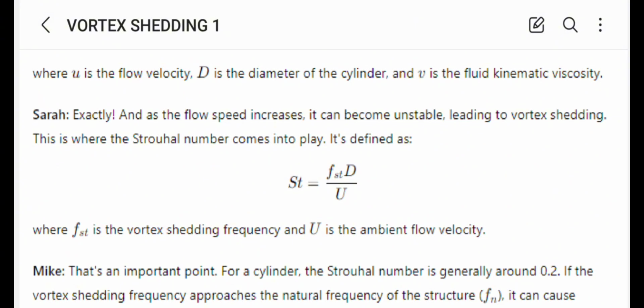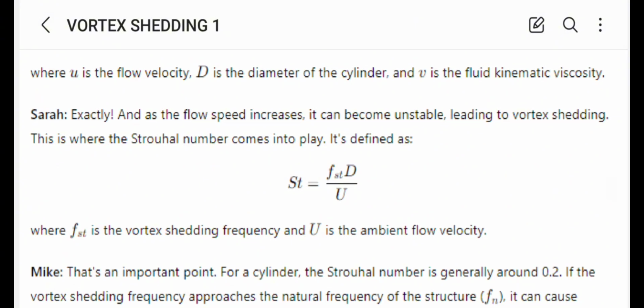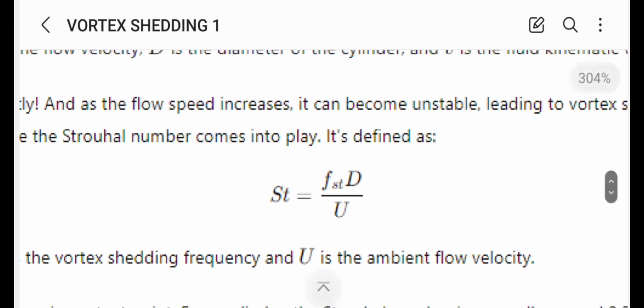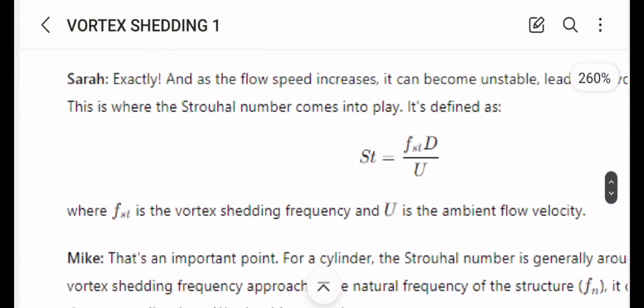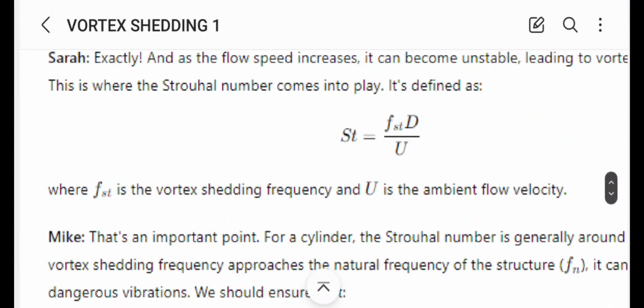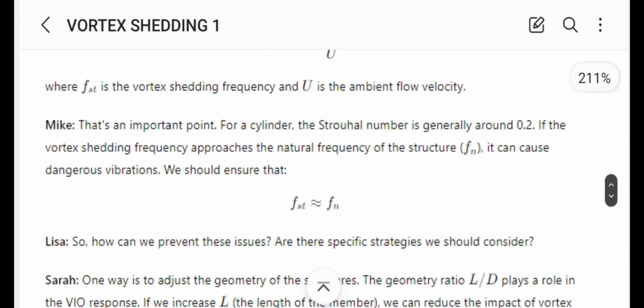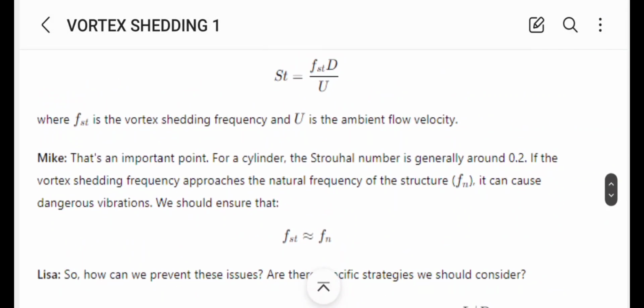This is where the Strouhal number comes into play. It's defined as St equal to f_s D divided by U. U is the ambient flow velocity, D is the diameter of the cylinder, f_s is the vortex shedding frequency. That's an important point. For a cylinder, the Strouhal number is generally around 0.2.